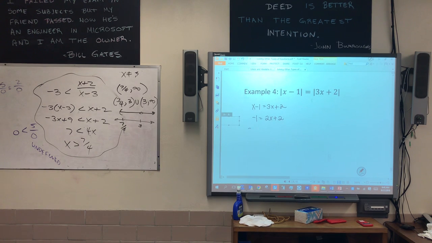That minus 3 equals 2x. So what? Negative 3 halves. Negative 3 halves is equal to x. So that value, negative 3 halves, is equal to x.